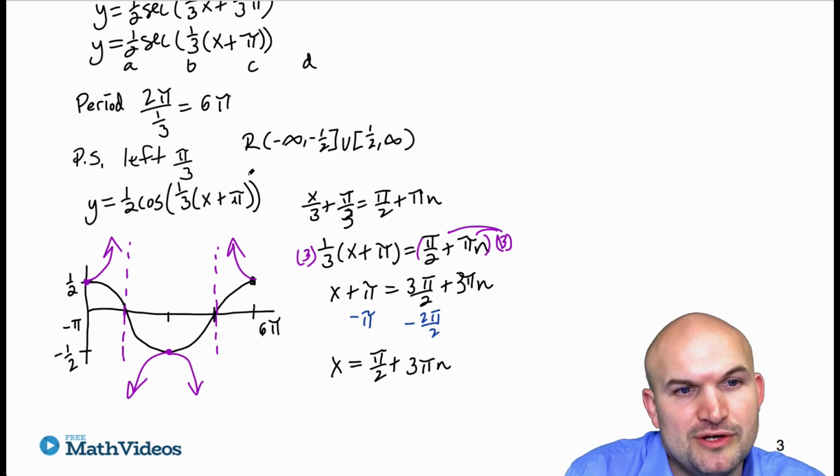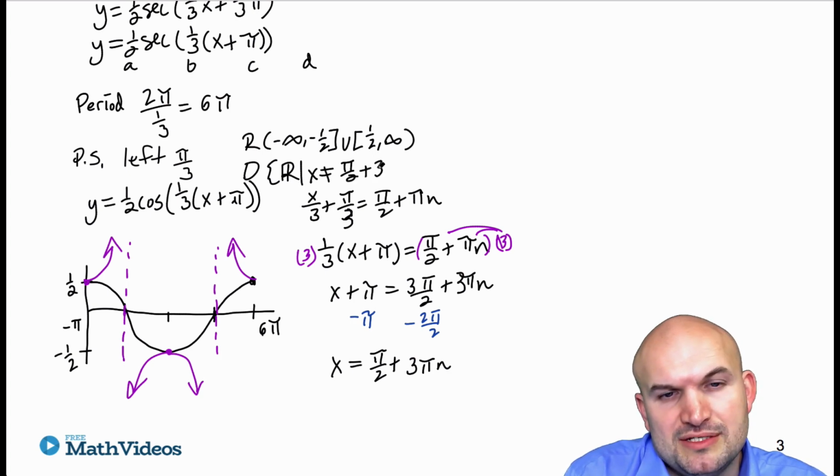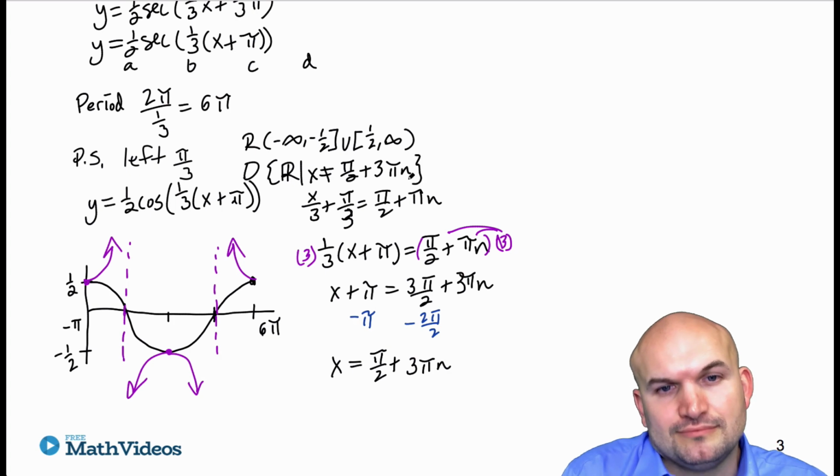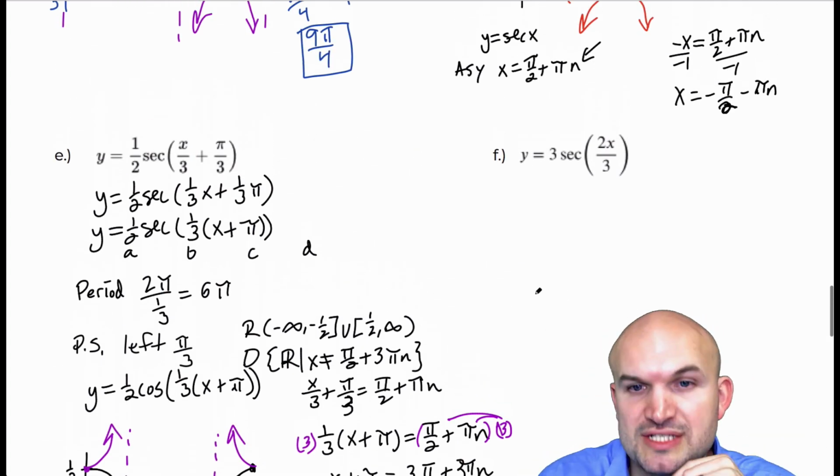There you go. So now my domain is going to be all real numbers such that x cannot equal pi halves plus 3 pi n. Okay. All right. So now let's go and look into this last one here for secant.